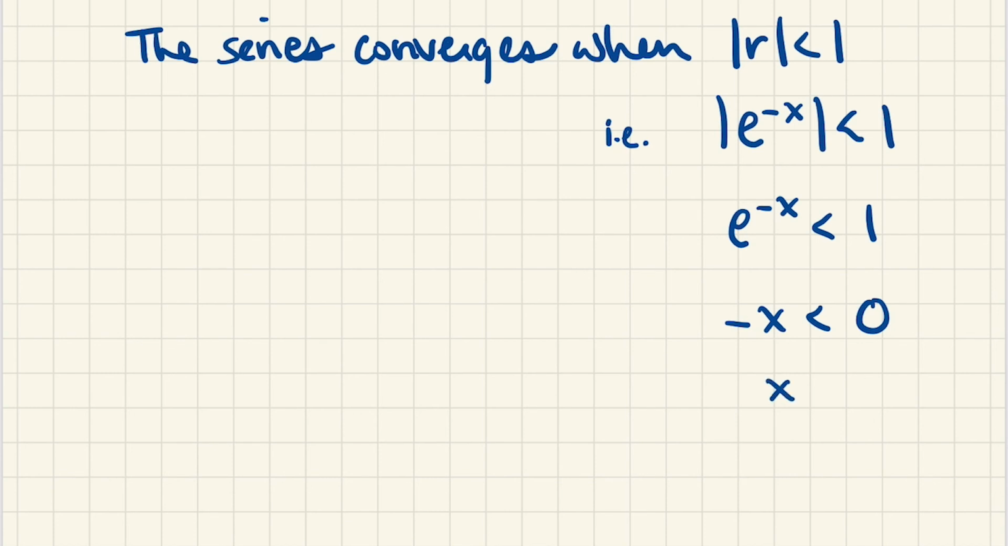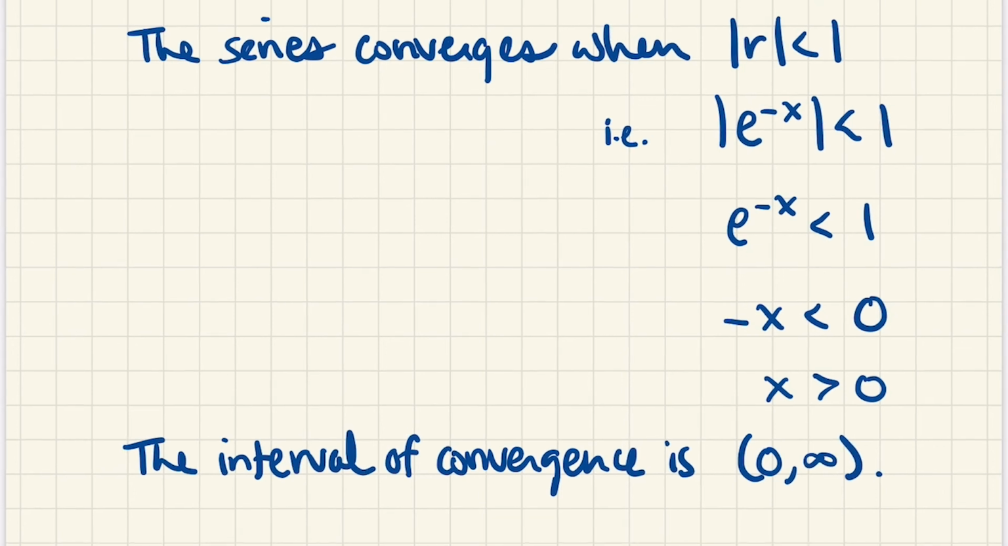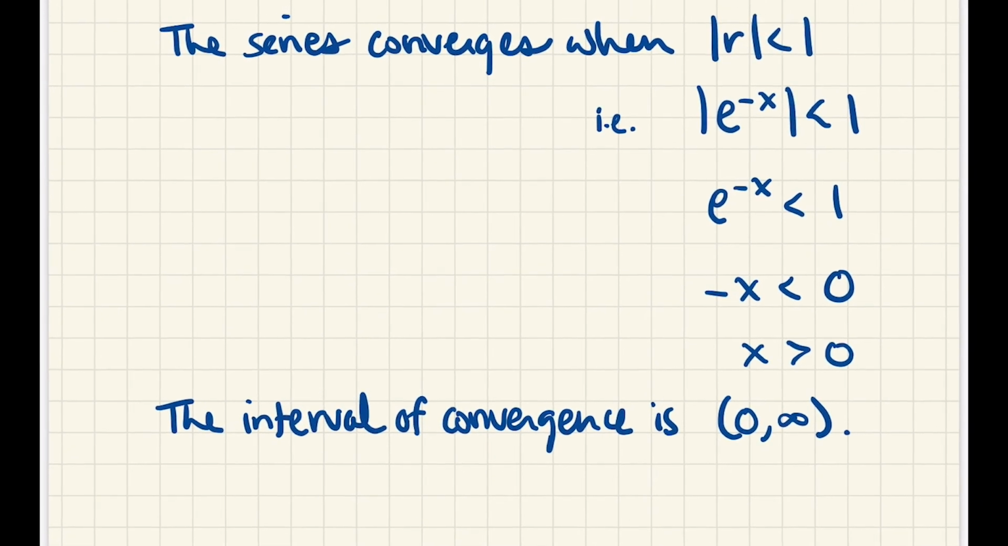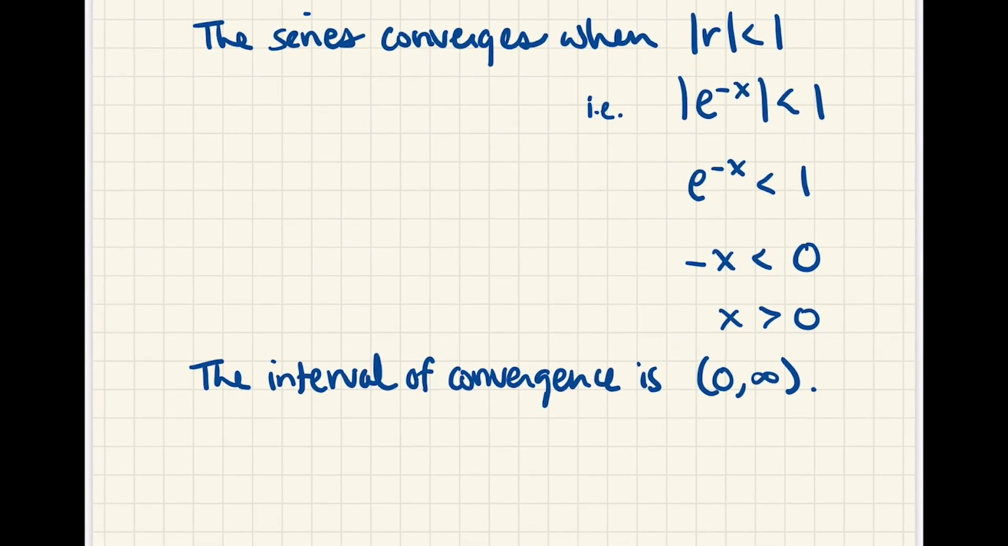And of course, this means that x is strictly positive. So we could say that the interval of convergence is 0 to infinity. Interval of convergence is a term that's going to come in section 11.8. It basically means the interval of x values for which a series is convergent, which is exactly what this question is asking. The next question is find the sum of the series.